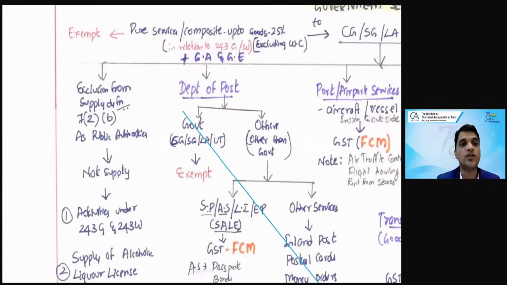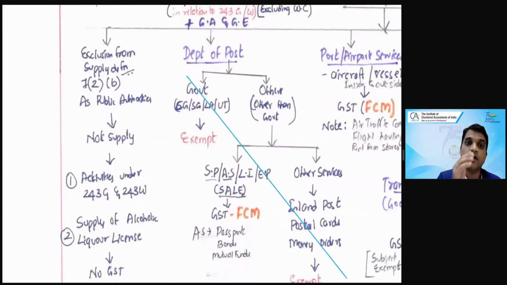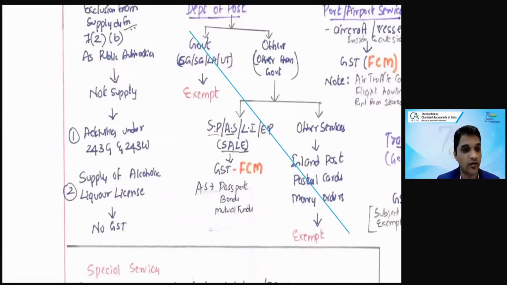Okay. Exclusion from supply definition. Okay, this is a little complicated because from the supply definition, we had already said when the services of the government are in the nature of public authorities, then it is not a supply. So when the government is involved as public authorities, it is not a supply. Then we have seen that Article 243G and 243W are no supply.